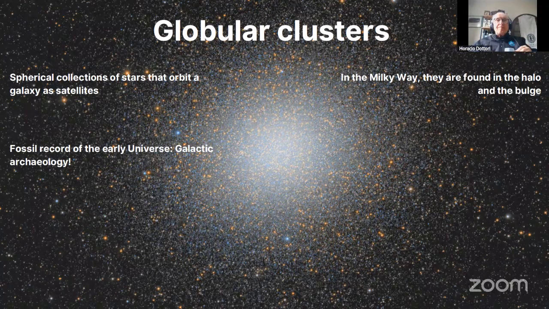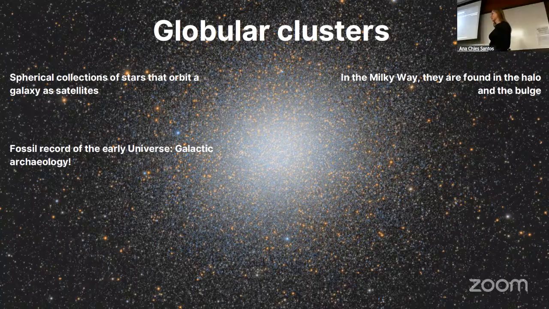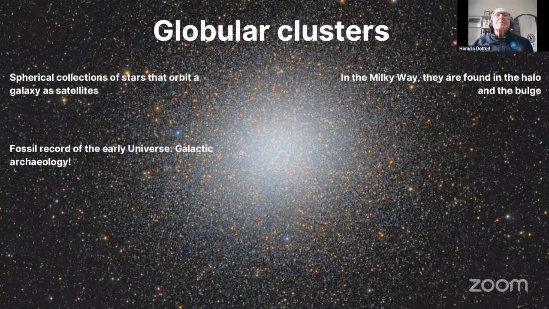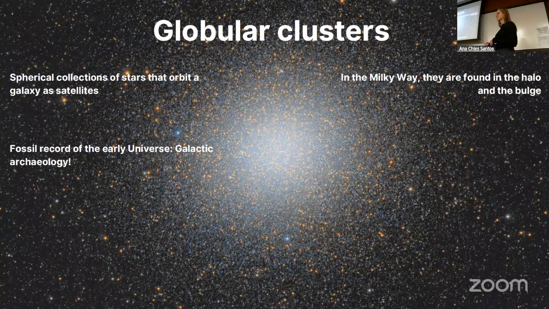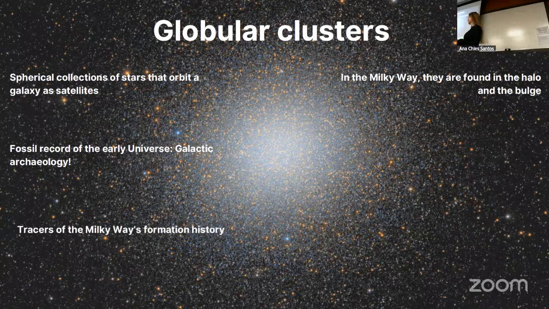They are very, very old objects with ages of about even 13.5 gigayears. So we can even use them as a fossil record of the early universe in a field that we call galactic archaeology. They are also tracers of the Milky Way's formation history. So we can combine information of the chemistry of these clusters with kinematics to see if they were accreted from another galaxy, for example, or born in the Milky Way.